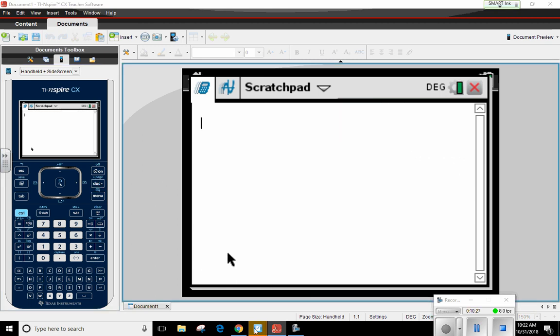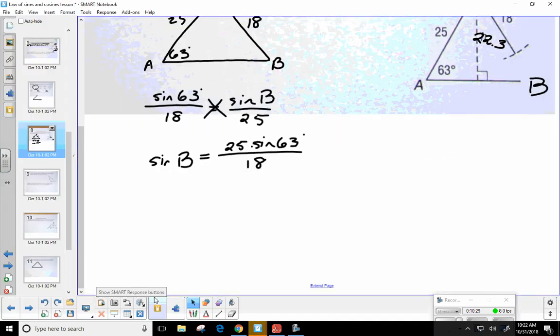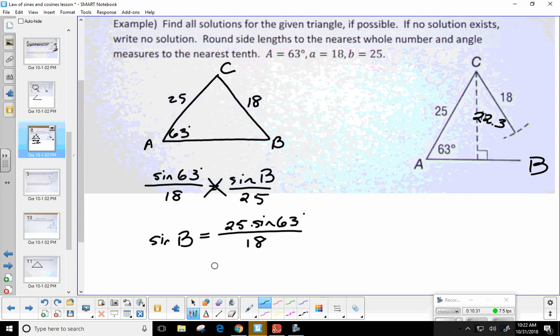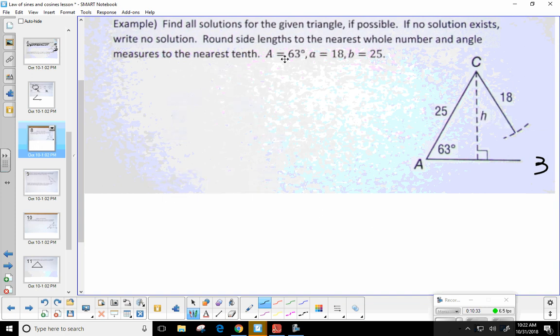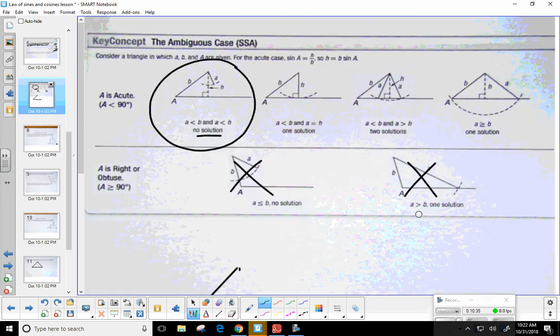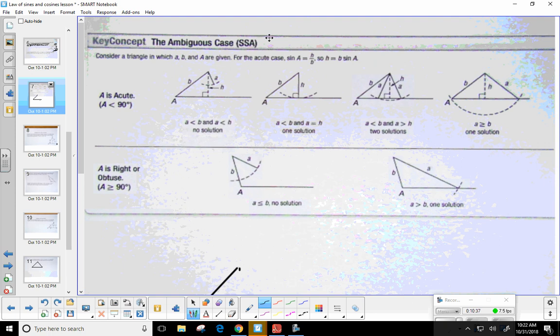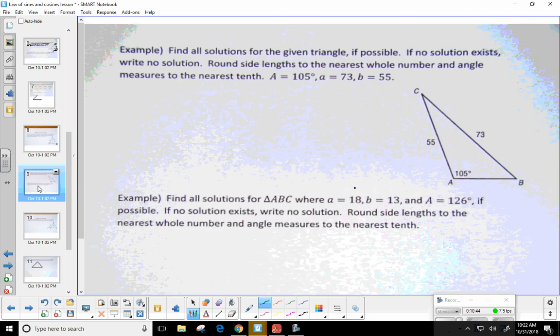Okay, let me come back over here. Remember, the only new aspect today is going to be the table. As far as finding the missing angles and the missing sides, that's something we've been talking about for a couple days now. Let's try this one. Same thing: find all the solutions if possible. Side lengths to the nearest whole number, angle measures to the nearest tenth.